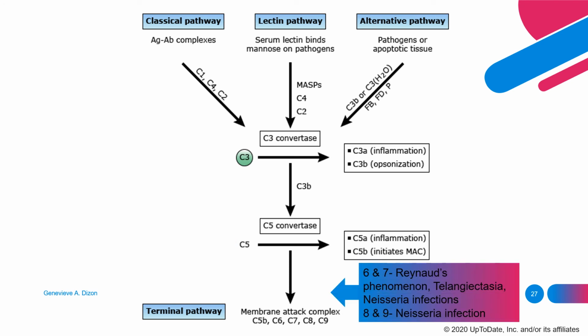C6 appears to be associated with increased susceptibility to Neisseria infections as well as SLE, Raynaud's phenomenon, scleroderma-like symptoms, and vasculitis. C7, 8, and 9 are associated with severe bacterial infections caused by Neisseria species.